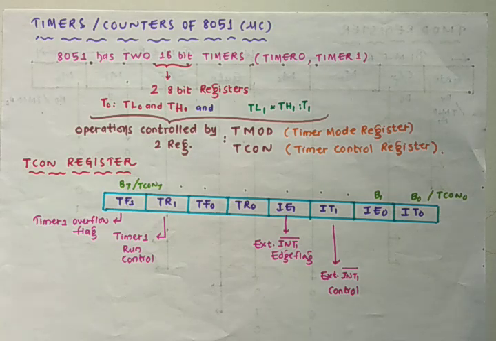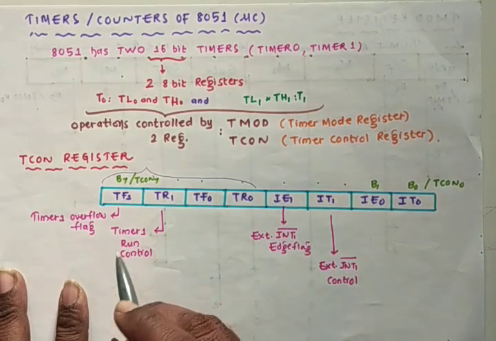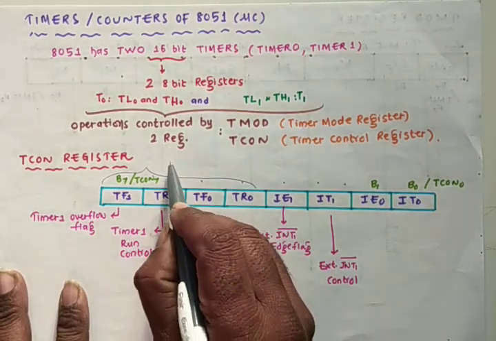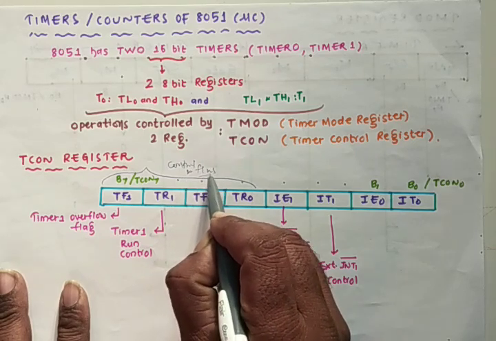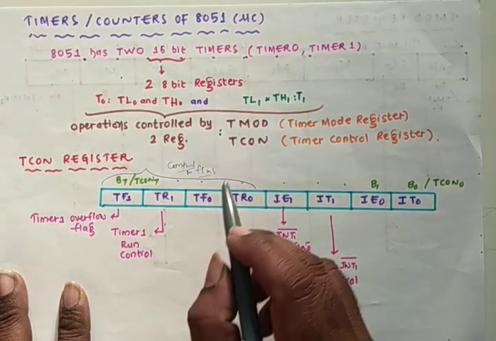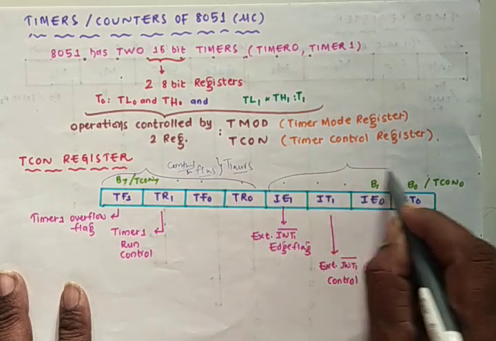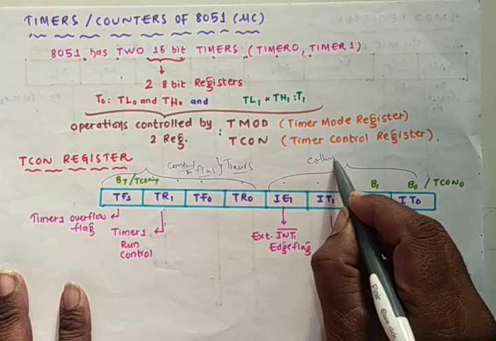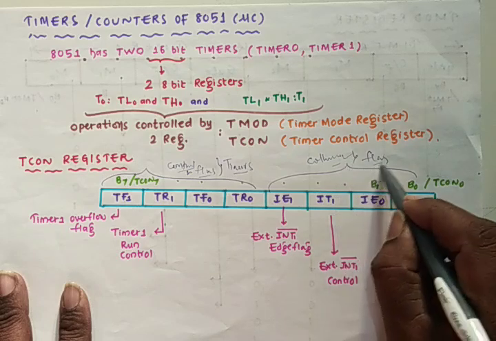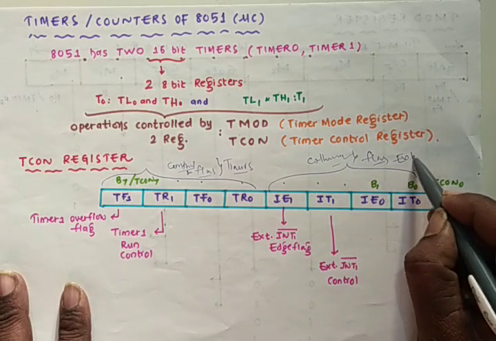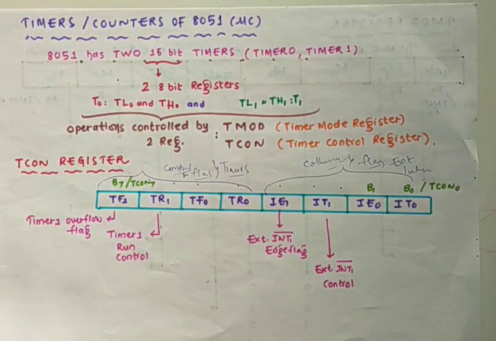So the point is mentioned here: the higher nibble is reserved for control and flag bits for the timers, and the lower nibble is reserved for the control bits and the flag bits for the external interrupts. So I am going to talk about the lower nibble now.